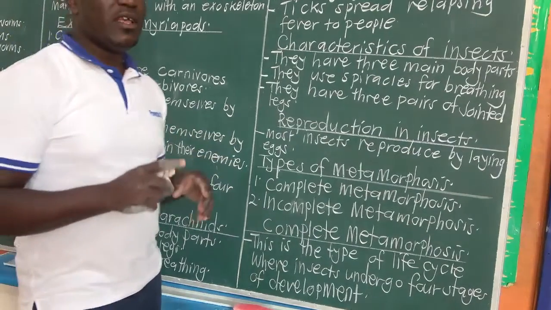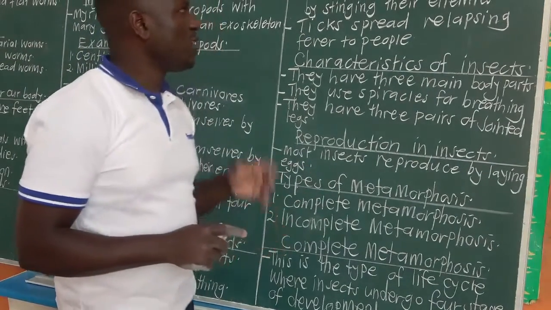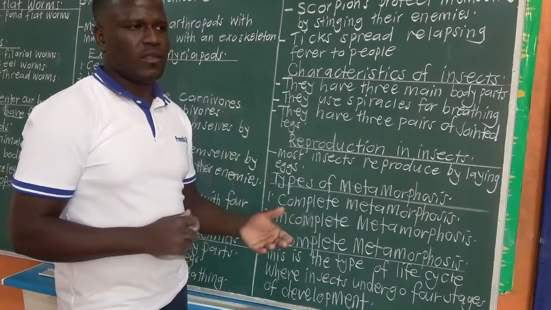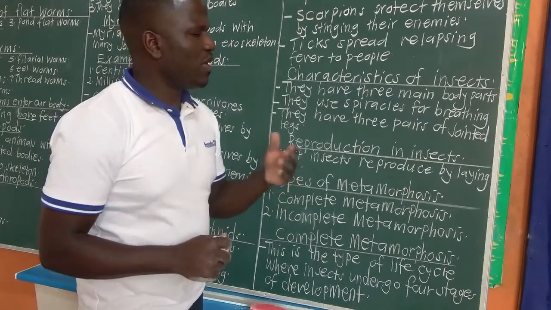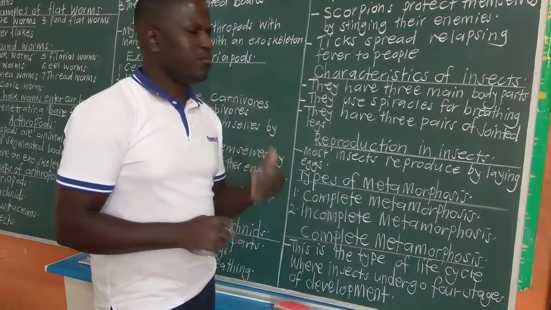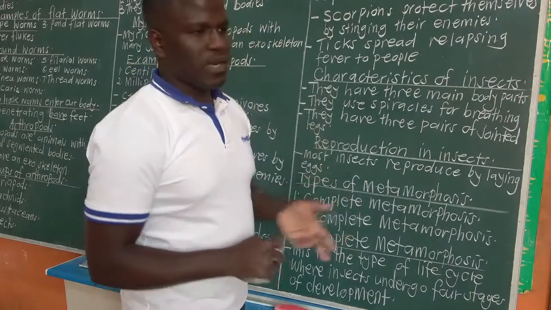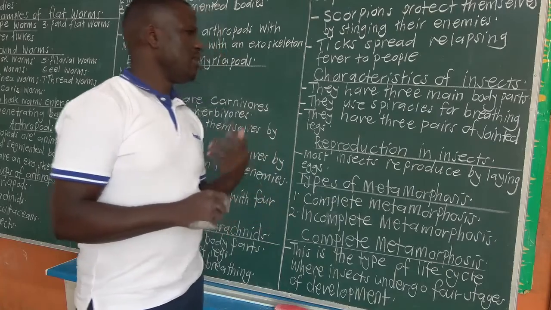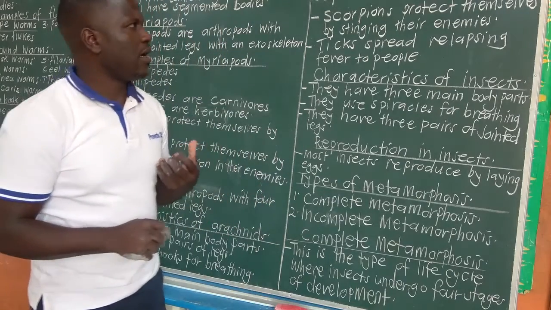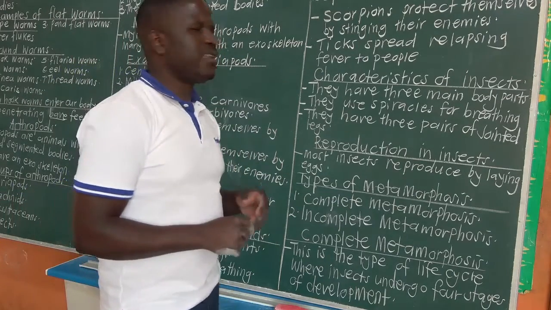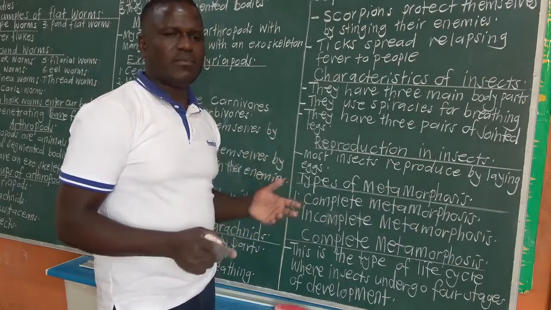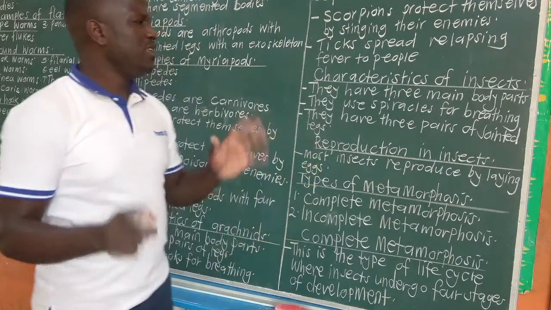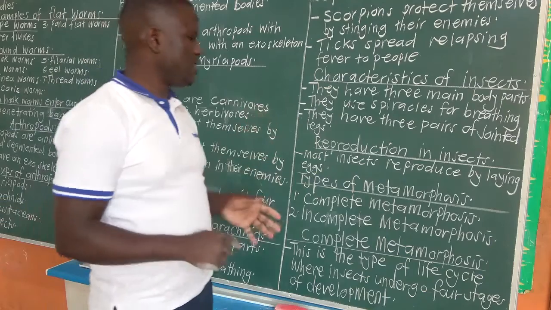A housefly breathes through spiracles, while a spider breathes through lung books. A spider has 2 main body parts, while a housefly has 3 main body parts. As simple as that. So those are the differences between insects and arachnids.